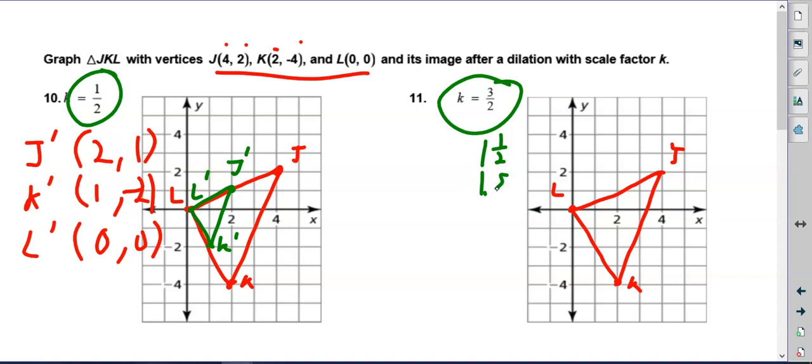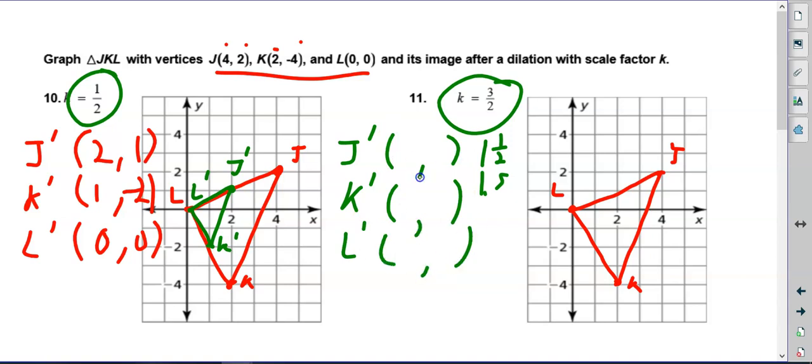Okay, so again, I'm going to put my J prime, K prime, L prime. And if you need to use a calculator for this, that's fine. Otherwise, all you're doing is going to multiply each of these numbers here by 3 and divide by 2. You can do it in your head, or you can use a calculator and just multiply everything by 1.5. Okay? Either way, it's fine. Whatever works for you, whatever you understand better.